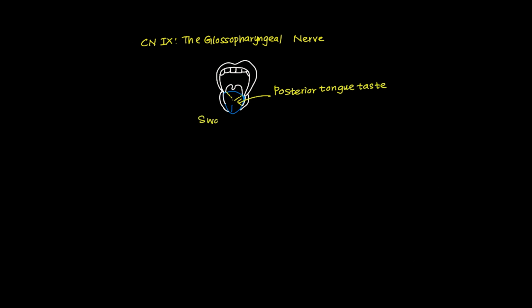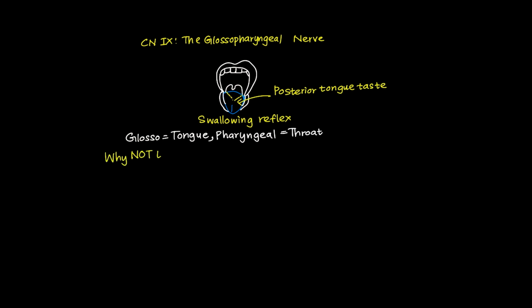Lost taste on the posterior third of the tongue and difficulty swallowing, both from one cranial nerve lesion. That's CN9, the glossopharyngeal nerve. The name breaks down. Glosso means tongue, pharyngeal means throat. CN9 handles taste from the vallate and foliate papillae on the back of the tongue and contributes to the swallowing reflex. CN7, the facial nerve, deals with taste from the anterior tongue and innervates taste buds in the epiglottis and throat, not the posterior third specifically.